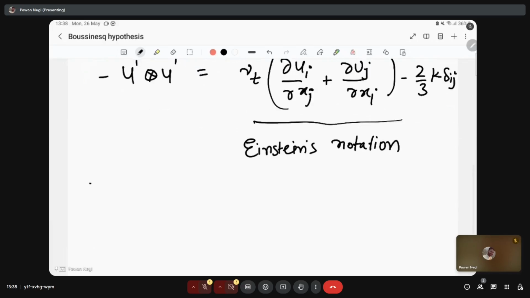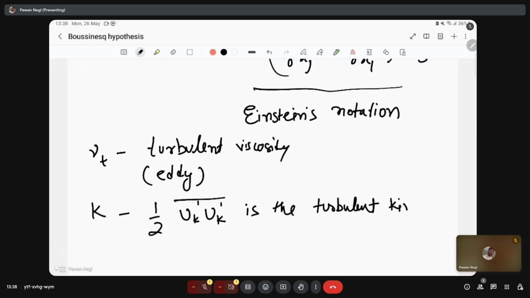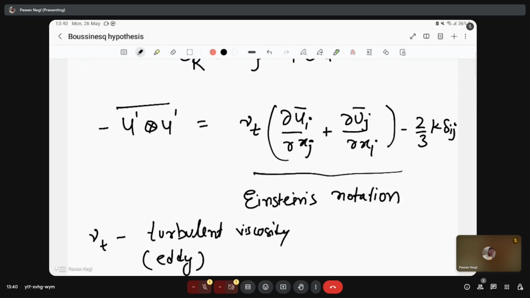Here nu T is the turbulent viscosity, also known as eddy viscosity. k is the turbulent kinetic energy, and delta Ij is the Kronecker delta. So there are various models that are based on this particular assumption.